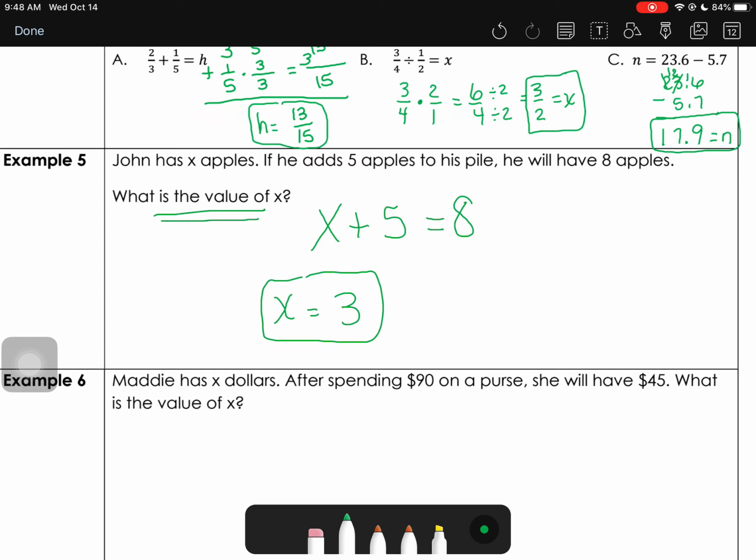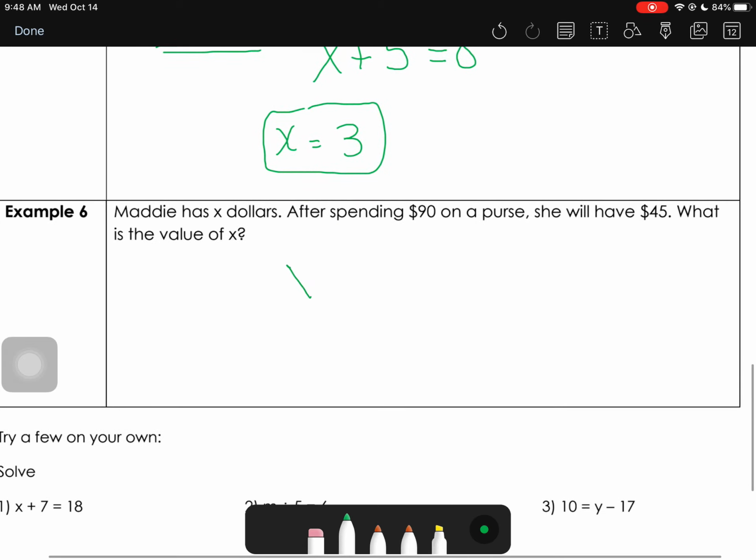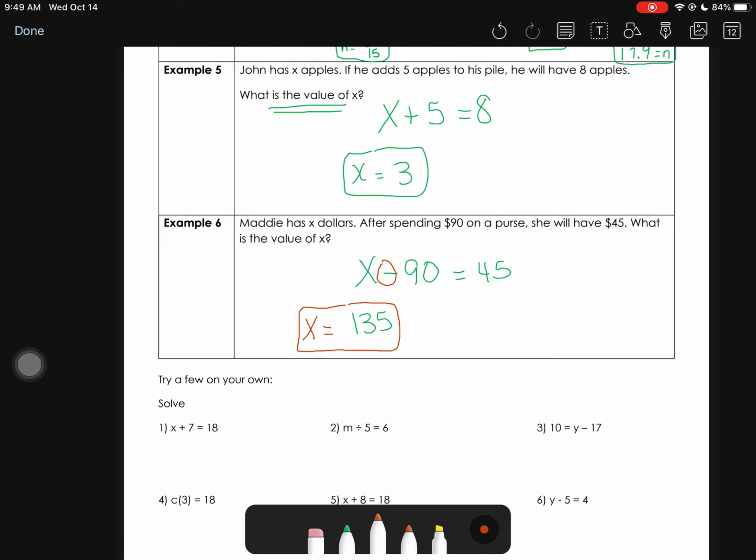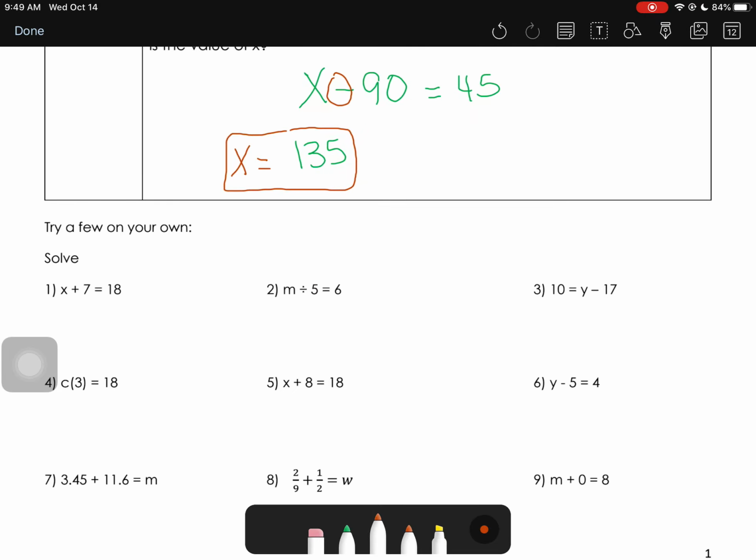Maddie has X dollars. After spending, which is minus $90 on a purse, she has $45 left. How much did she start with? What's her value of X? This one's a little bit more math involved, but we can either do mental math or we can do the opposite. So instead of minusing, we could add the two together, and that's going to tell us where we started. So X equals 135. Now it's your turn to try these on your own and see what you get.